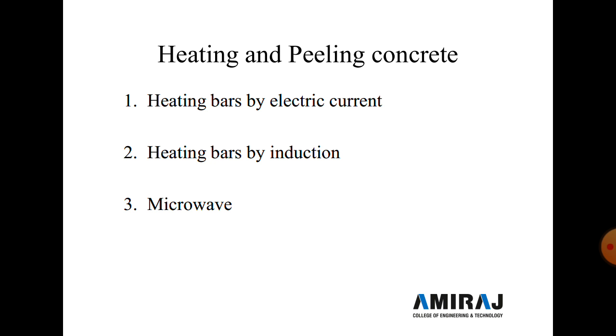Now second is heating bars by induction. The induction can heat from outside the concrete. So here, due to heating, the bar expands and the concrete breaks. Now third one is microwave. Concrete can be peeled by microwave heating of the outer 10 to 15 layer of the concrete. So it's a small thickness of concrete, a 10 to 15 thick layer. The microwave method is generally used to demolish a concrete layer.